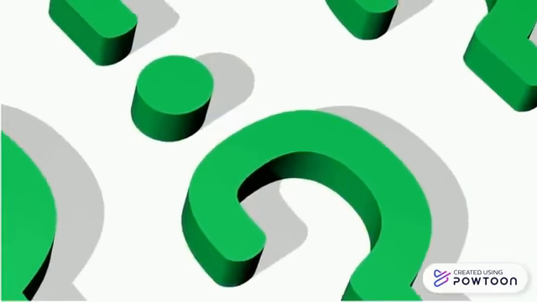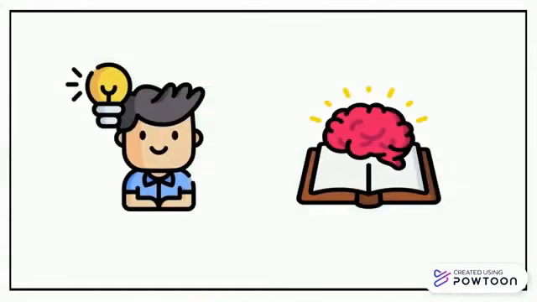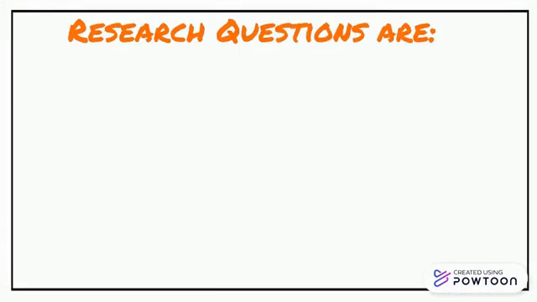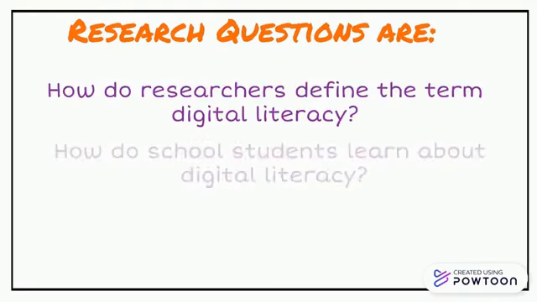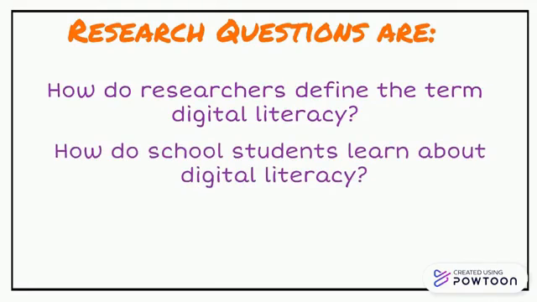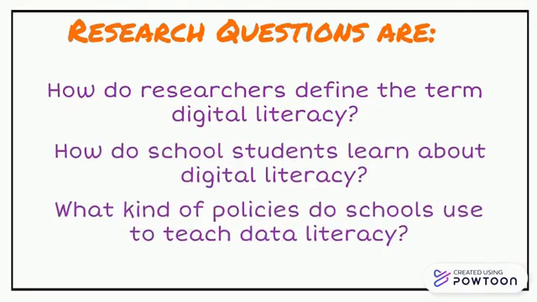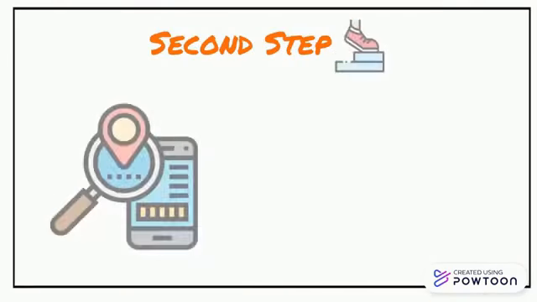However, the questions you want to search depend completely upon your prior knowledge of the topic. Let us assume in this case you want to search how researchers define the term digital literacy, how school students learn about digital literacy, and what kind of policies schools use to teach this topic. The second step is to locate the information online.